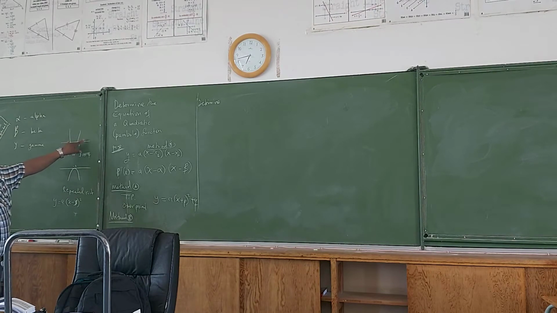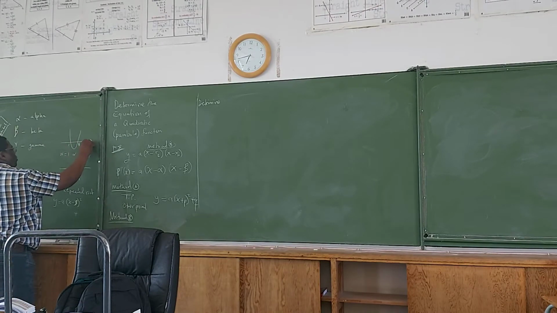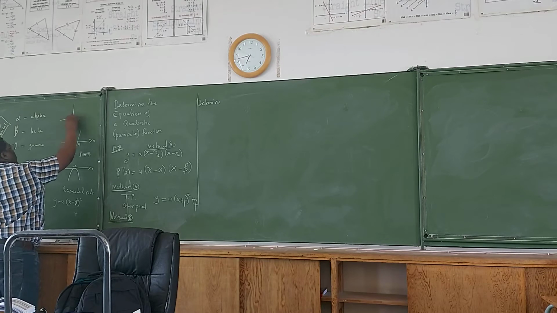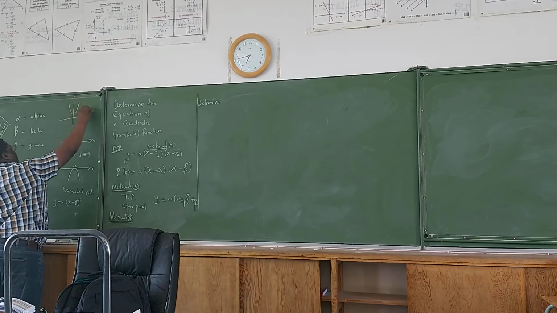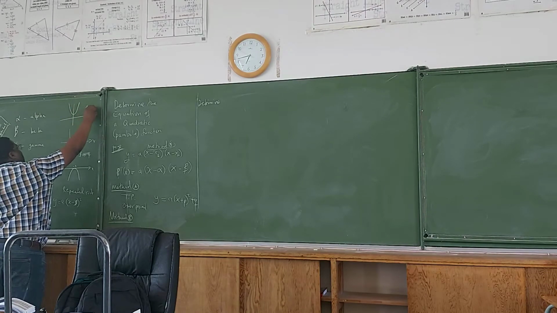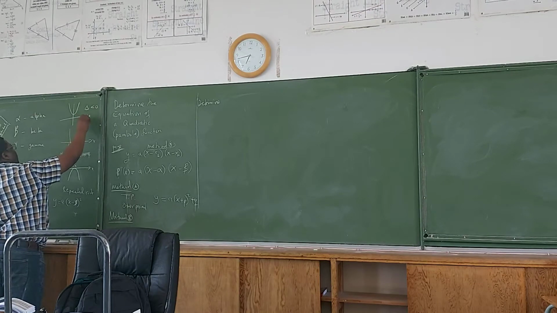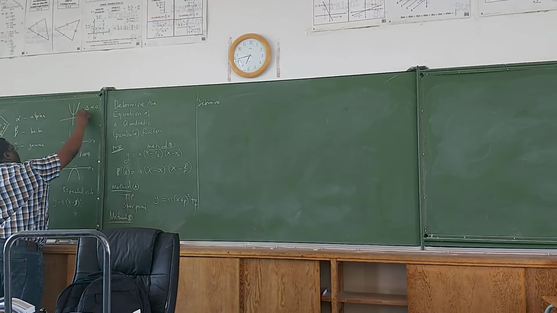Those ones cut the x-axis in two distinct places. You also have functions that do not intersect. In this particular case, delta is less than 0. So the roots here are what? Imaginary roots.